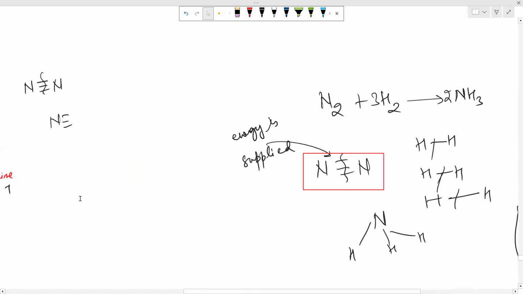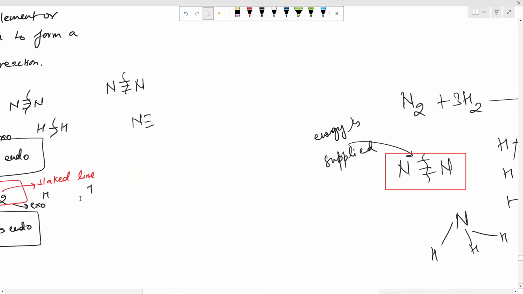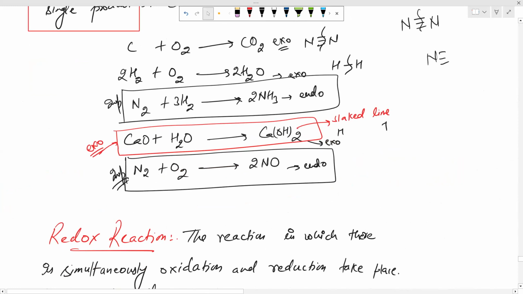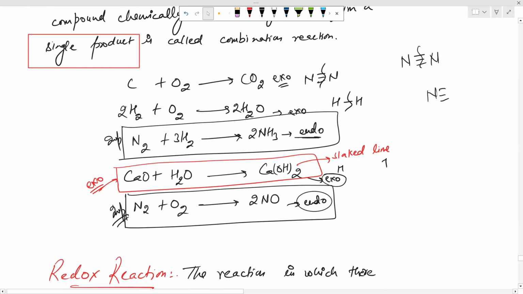Okay, so if I'm saying here that in case of nitrogen, when it is reacting, more energy will be given. Got it? So note it down. Energy supplied means in case of nitrogen it is an endothermic reaction. In case of the others, it is exo. Exo means exothermic, endo means endothermic. So note it down and write whether it is exothermic or endothermic.